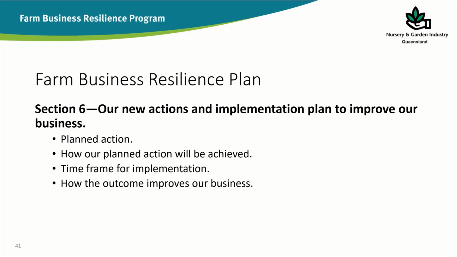Section 6 outlines the actions that you plan to take to achieve those outcomes identified in the other areas of the business plan. The areas that need to be considered are what are the actions you plan to put into place, how you plan to put those actions into place, how long it will take to implement the plan, and how the outcomes will improve your business. This information will be particularly focused on when assessing your application for the Drought Preparedness Grant.